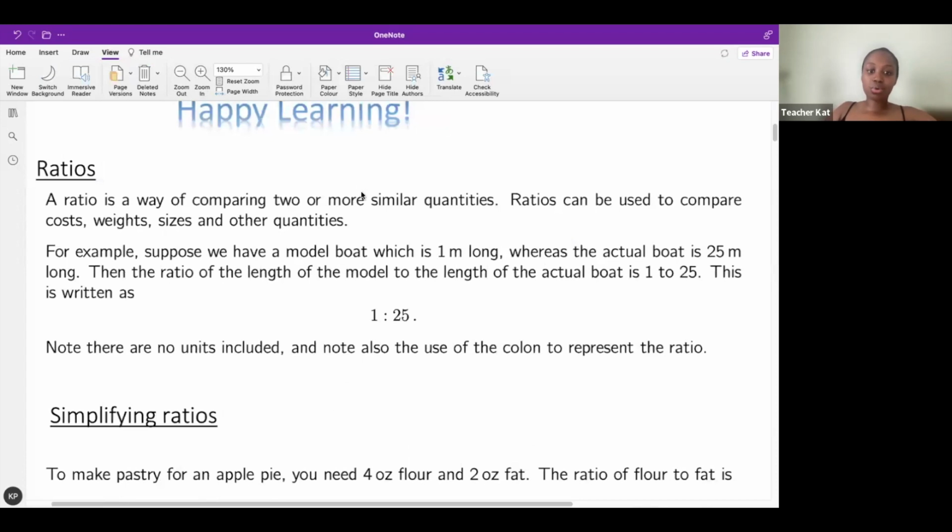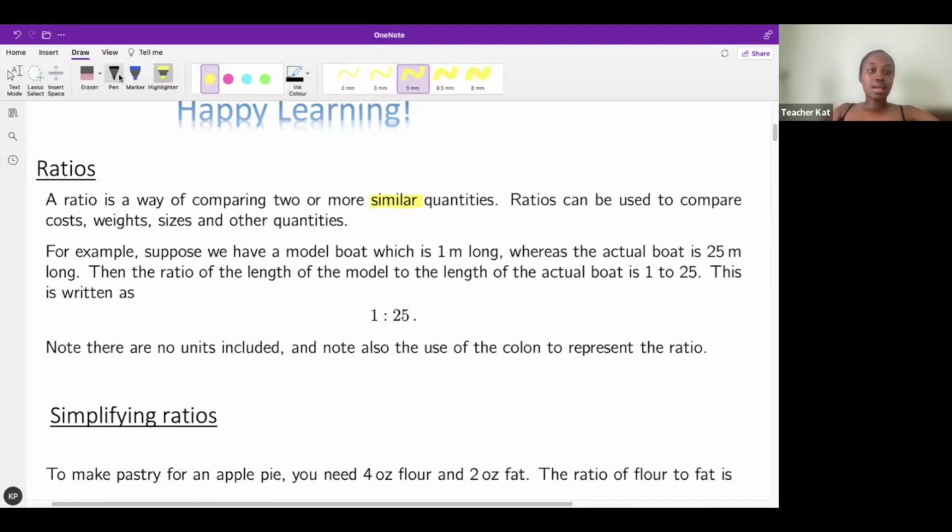Now, that is very important. They have to be similar, okay? What I mean by that is they have to use the same measurement. Okay, we can use it to compare costs, weights, sizes, and other quantities. But remember, they have to be in the same unit.